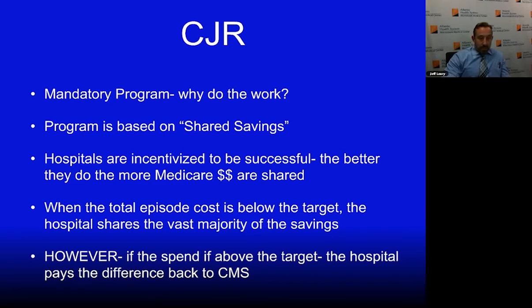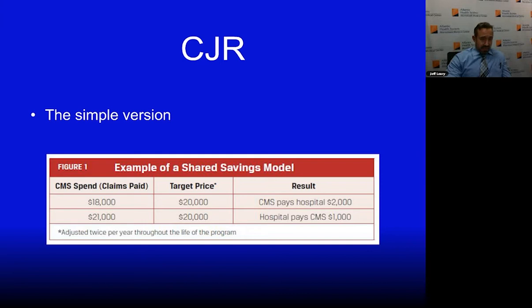So when the total episode cost is below the target, the hospital shares the vast majority of those savings. However, and here's the caveat, if the hospital continues to spend more or above the target, the hospital has to pay the difference back to CMS at the end of the year. So there certainly is an incentive there financially to try to get involved and try to get costs down for these surgeries. The simple version you see on this chart, right?